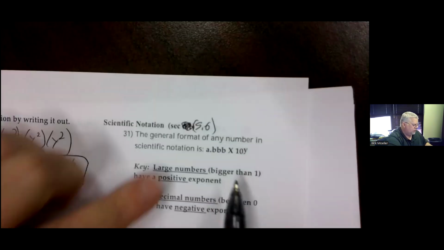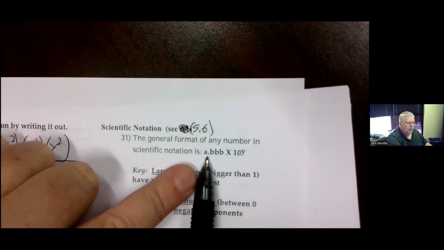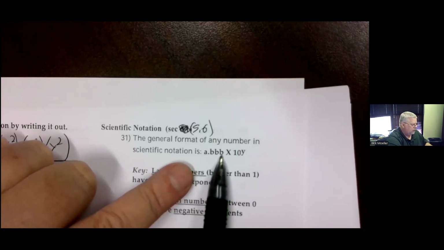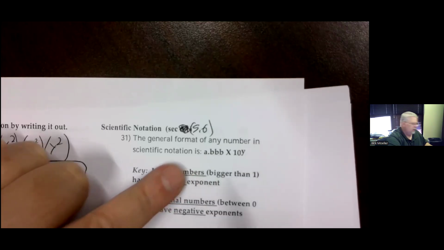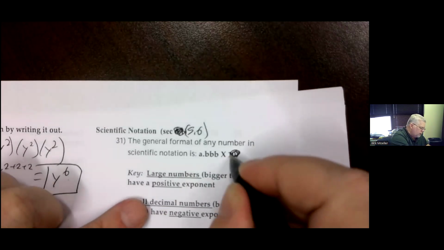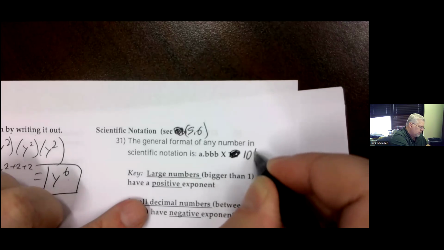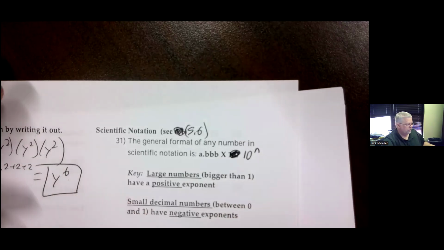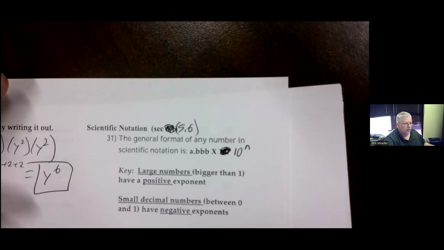The general notation is we have one number before the decimal. Then we may have several decimal places. I don't know why it says 10 to the y, because we always use 10 to the n. That's far more common. Some books may use y, but n is more common.